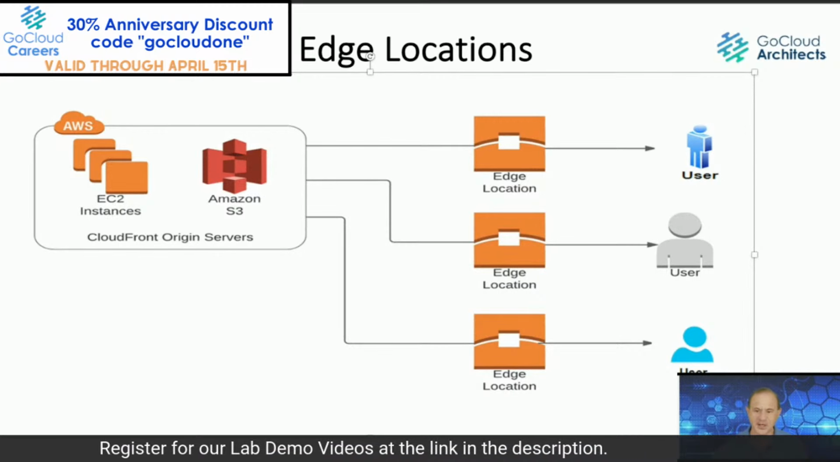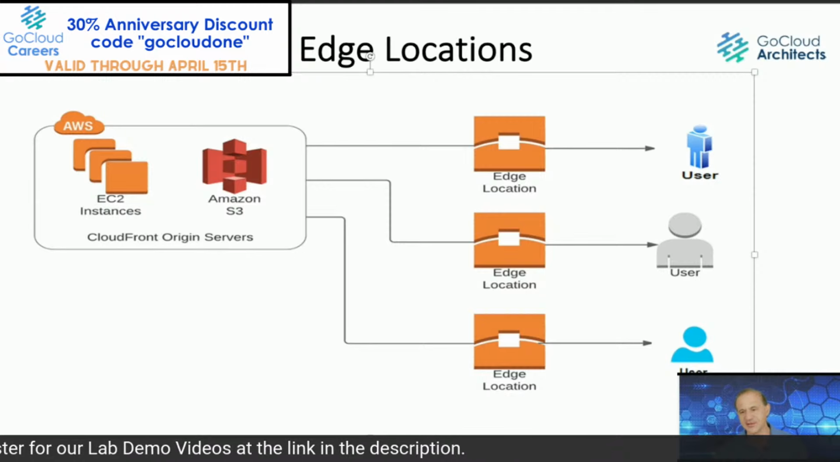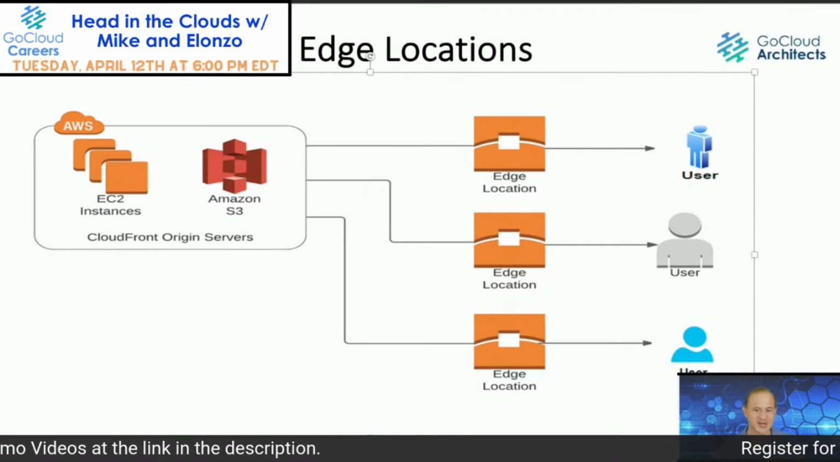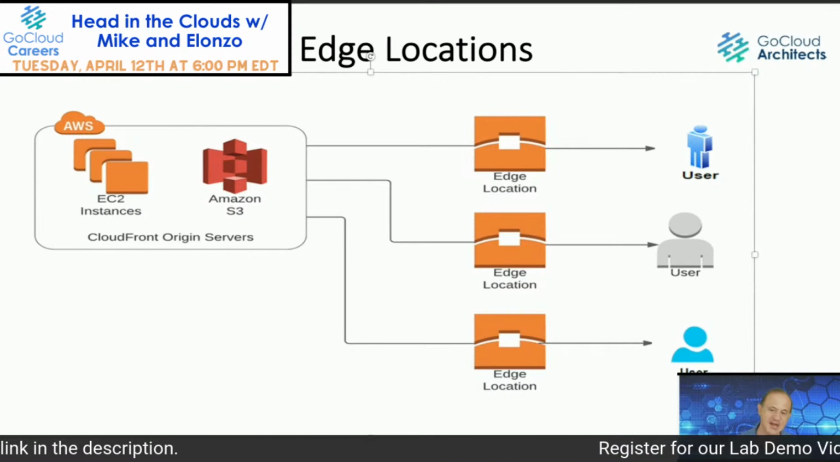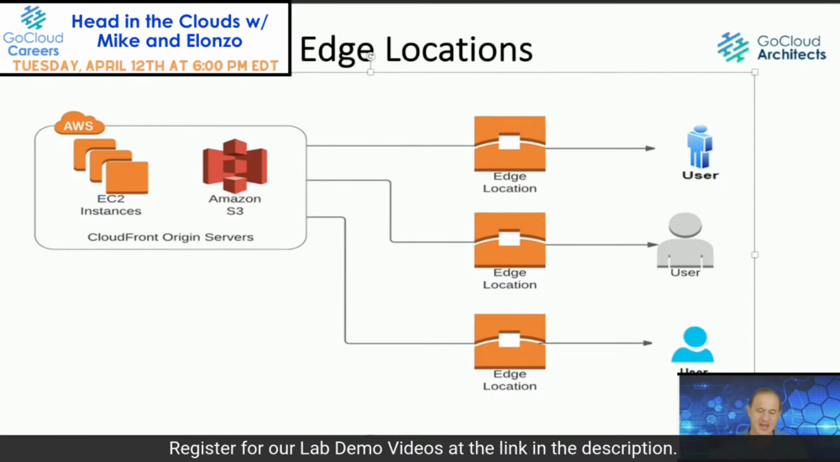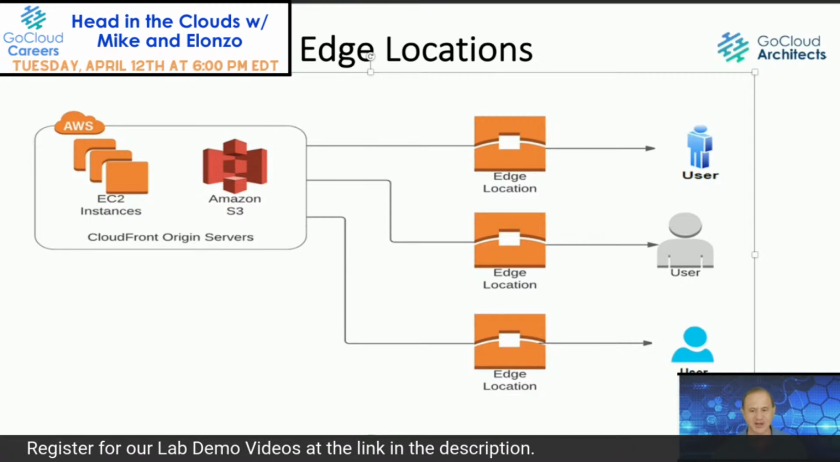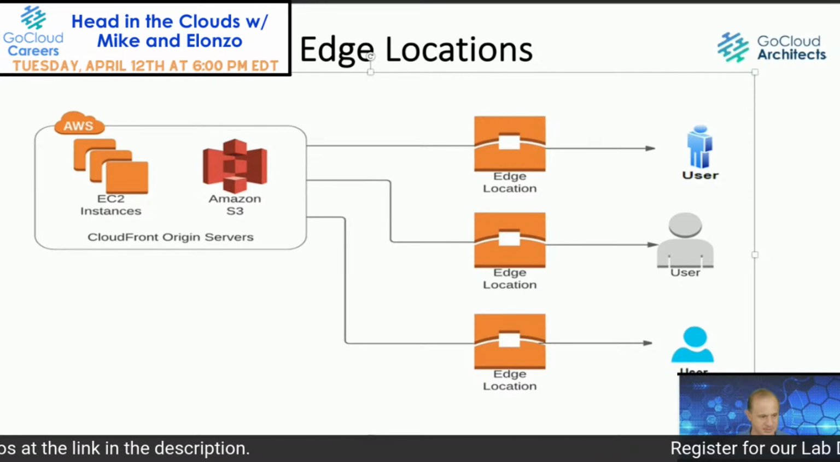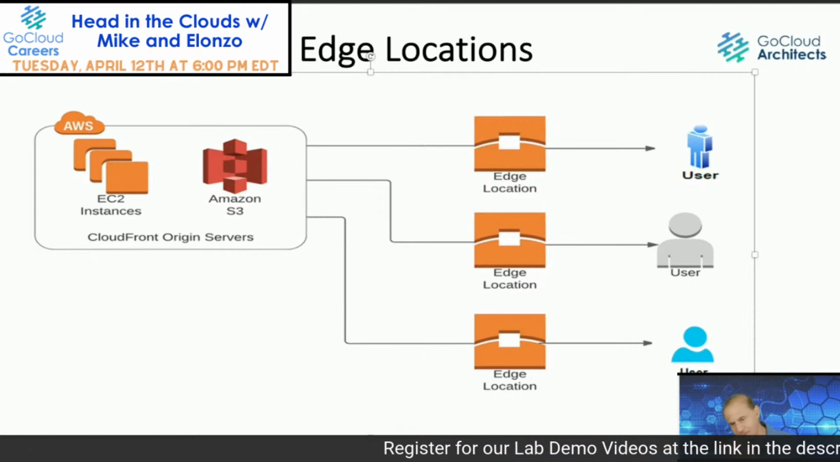Now, 10 minutes later, somebody else wants to go to gocloudcareers.com, and guess what happens? They make a request. The request goes to the edge location in their city, and poof, it's there. The response is there. Now, the next user wants to go to www.gocloudcareers.com. They go to the edge location, and it's there. So what you can see is it reduces the load on the servers, it reduces the bandwidth on the servers, and it improves performance.